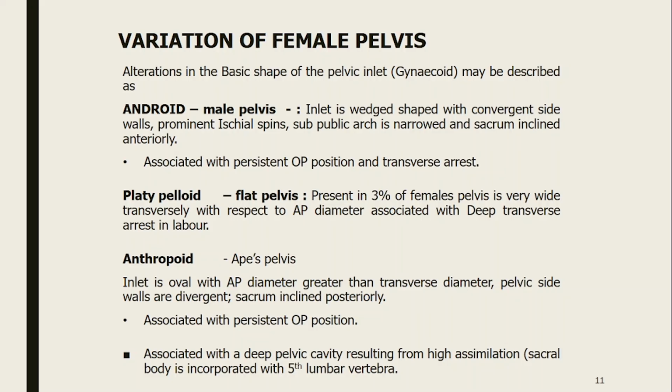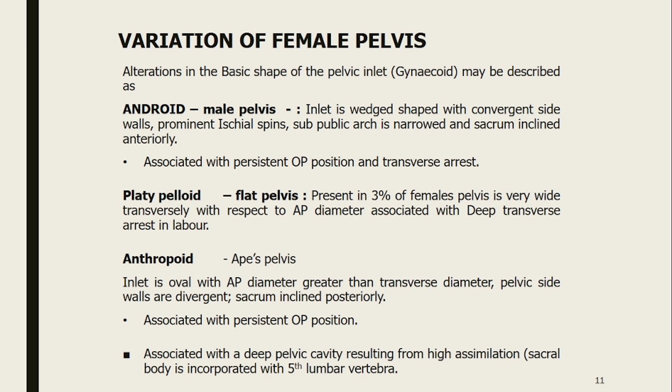Variation of female pelvis. We have just talked about the gynecoid pelvis. We said it's a normal female pelvis in about 50% of cases. But occasionally, we may have alterations in these pelvic inlets, and we have three major alterations that can take place. There is what we call the android pelvis, or the male pelvis, android type.